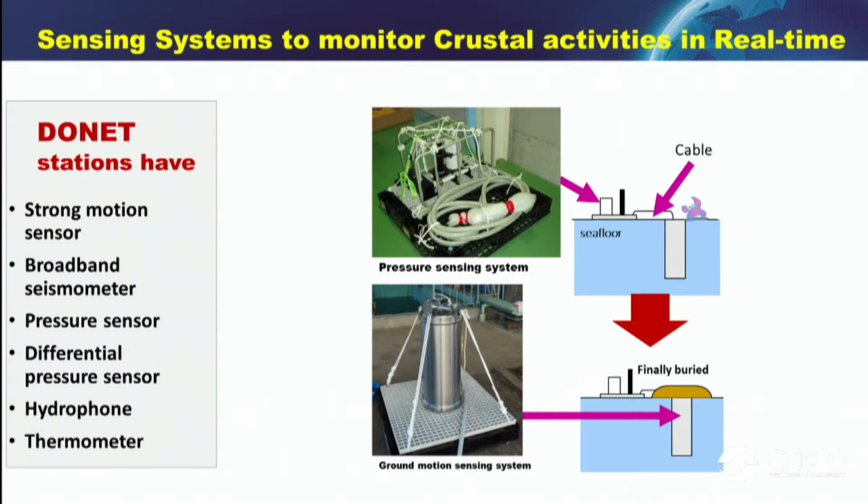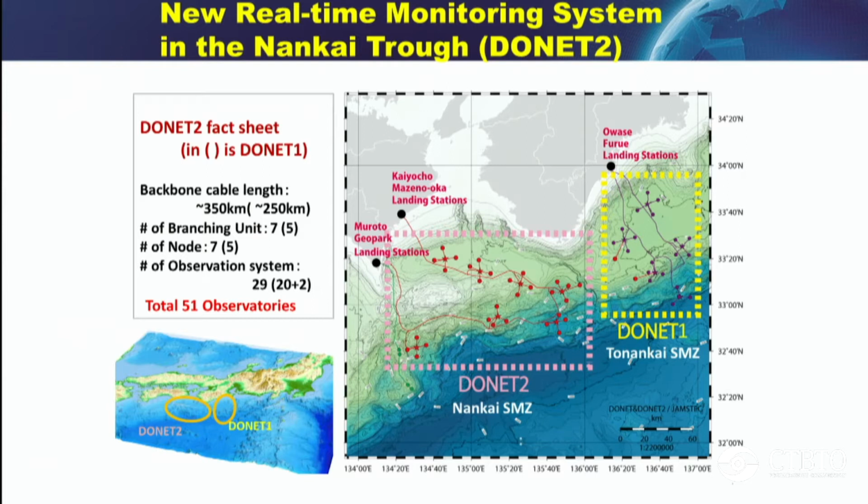This is more detailed information on the real-time monitoring system in the Nankai Trough, the ZUNET array. One is ZUNET 1, the second is ZUNET 2. The two do real-time monitoring around the top of the Nankai seismogenic zone and the Nankai seismogenic zone. So this is the background seismicity detected by ZUNET.